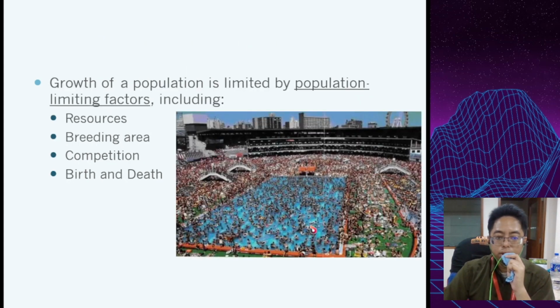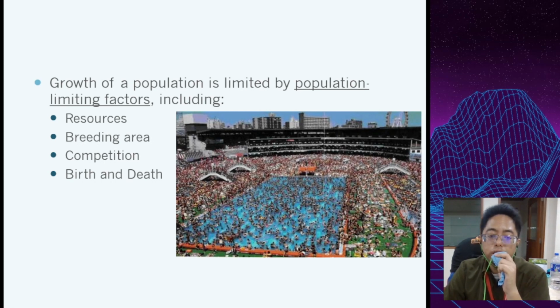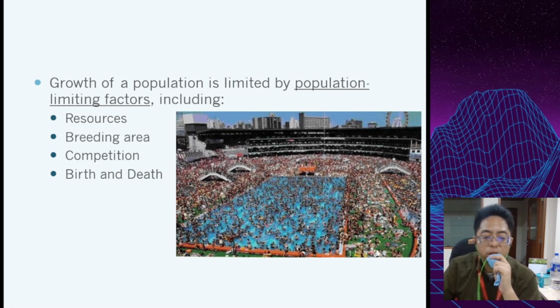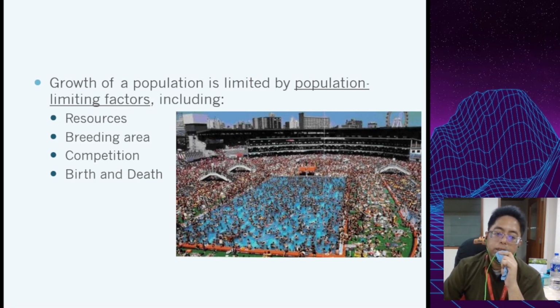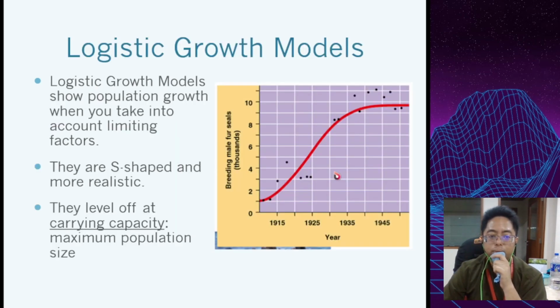a J curve. Growth of a population is limited by population limiting factors, including resources, breeding area, competition, birth, and death. So all of these are not infinite, they are limited. Even all living beings have their lifespan and will have to die. So you will continuously lose population every year. If the population doesn't die and if the food is infinite, then it will go for a J curve. But in real life, these are all limiting factors for our population.